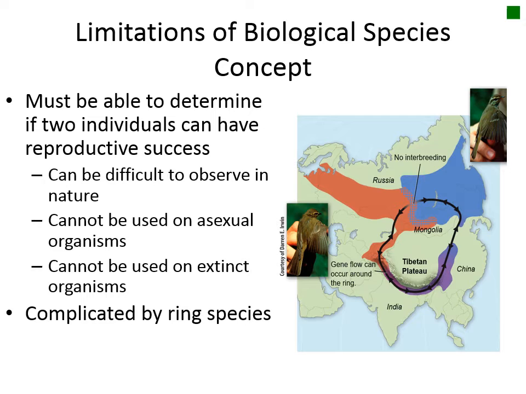If you are trying to determine if two organisms that are now extinct were separate species, the biological species concept is not possible. Additionally, the biological species concept can be complicated by ring species. Two species cannot breed, such as the two birds represented by the red and blue areas on this map. However, both birds do reproduce with birds in the purple area. Thus, there is still a chance of gene flow between the populations, even though they are reproductively isolated.